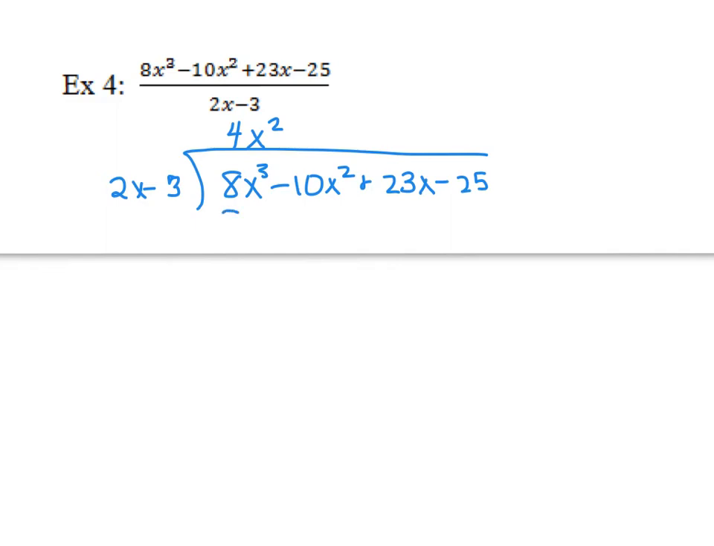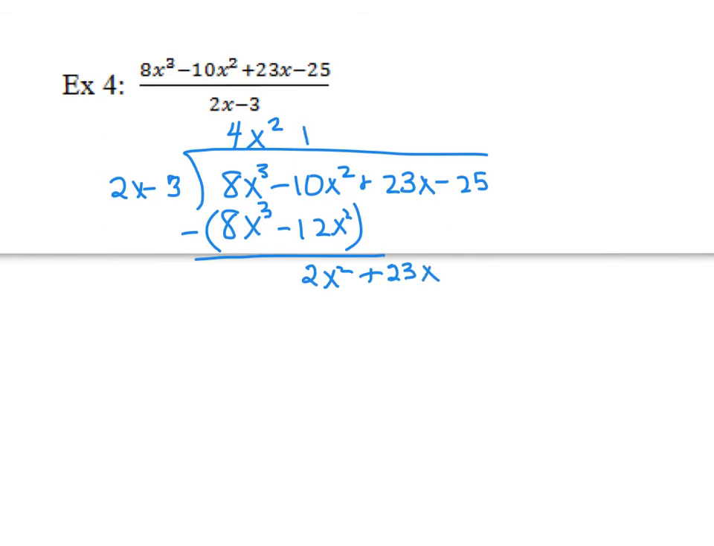4x squared times 2x is 8x cubed. 4x squared times negative 3 is negative 12x squared. Subtract both terms. Now make sure when you're subtracting you're changing the sign of the second one. So negative 10x squared minus negative 12x squared is going to give us a positive 2x squared. And again, the 8x cubes canceled. Bring down the next term, plus 23x.